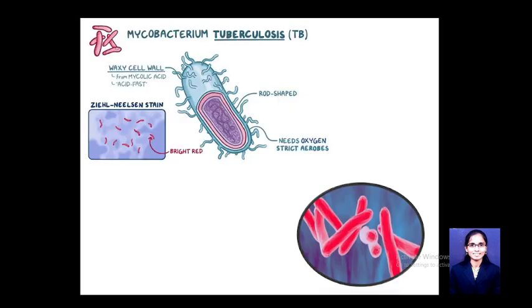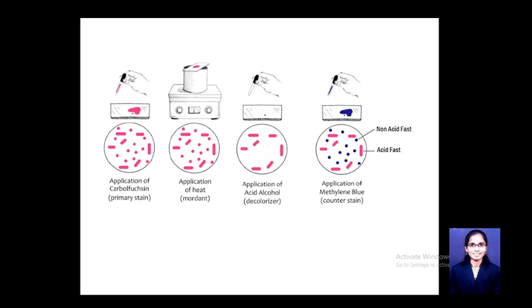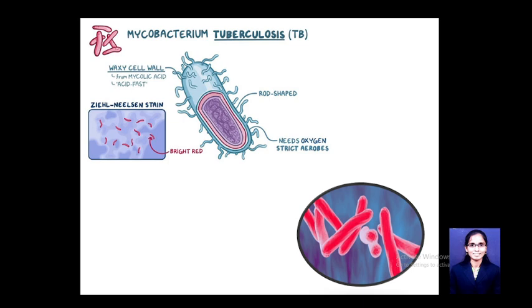Now, the causative agent of TB is the bacterium Mycobacterium tuberculosis, and this bacterium has a rod-shaped structure. If we stain this bacterium with the Ziehl-Neelsen staining technique, it becomes pinkish in color, which is also referred to as an acid-fast bacterium. It has a waxy coating like a cell wall, which is made up of mycolic acid, and it is an obligate aerobe. That is, to undergo the metabolic process, it has to depend upon oxygen.